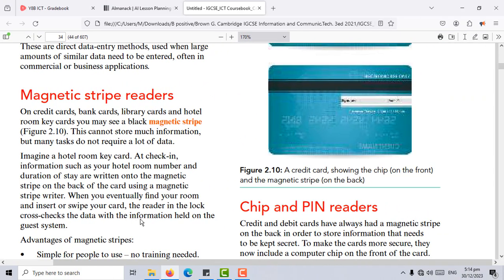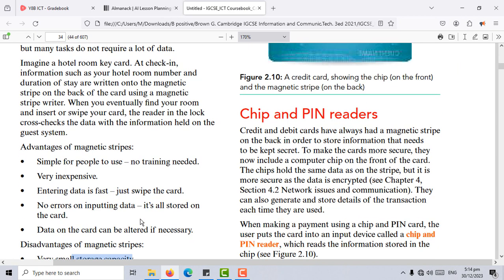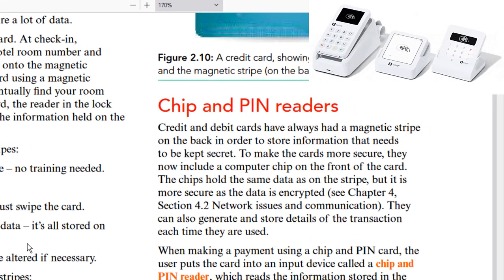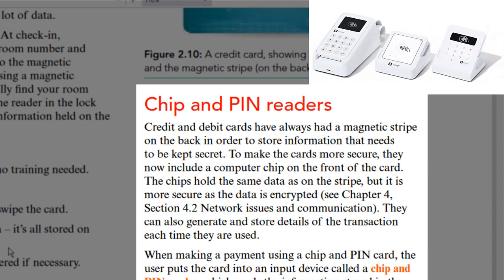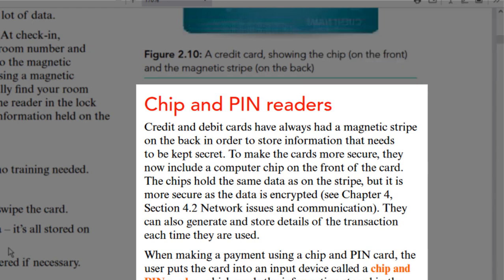Now we have another type of card, which is called chip and pin. Credit and debit cards have always had a magnetic stripe on the back in order to store information that needs to be kept secret. To make the cards more secure, they now include a computer chip on the front of the card. It kind of looks like a SIM card. The chip holds the same data as the stripe, but it is more secure as the data is encrypted.